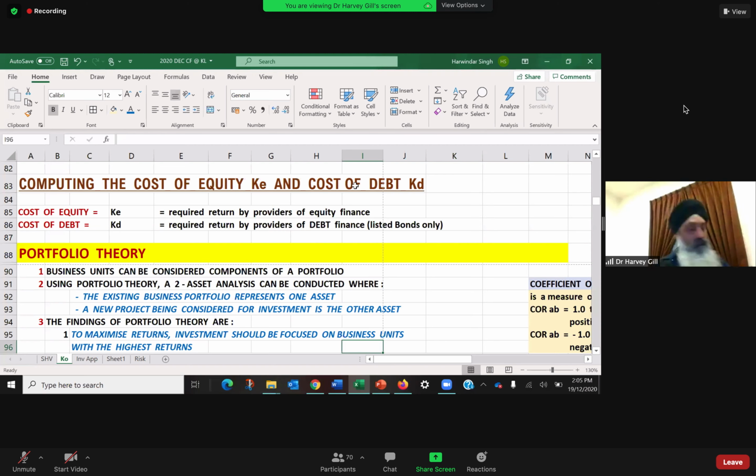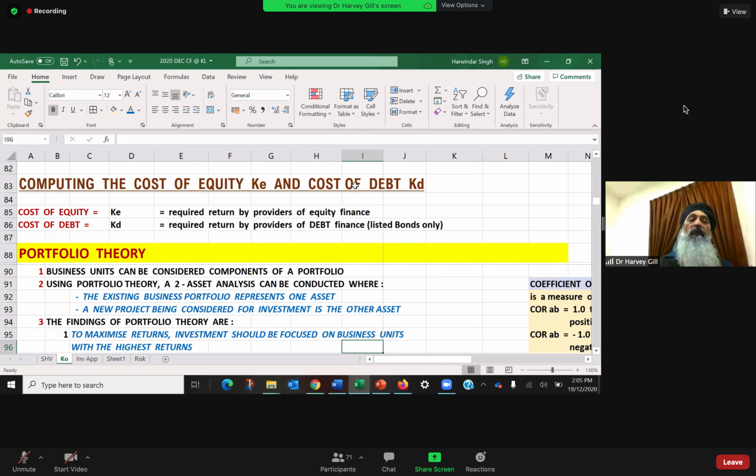Yeah, of course, your textbooks talk about preference shares as well. But I think in practice, you will find mostly that you use equity and bonds only. Yeah. So to make sure that you know how to calculate this well for your assignment and also for practical reasons, we will focus on the details of cost of equity, and then I'll show you also how to get the cost of debt.